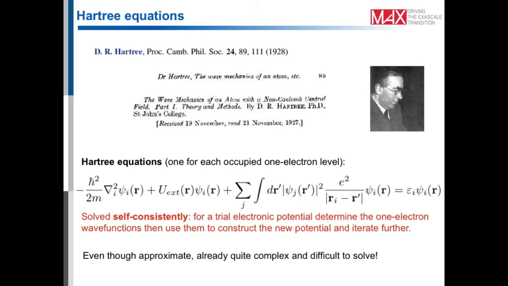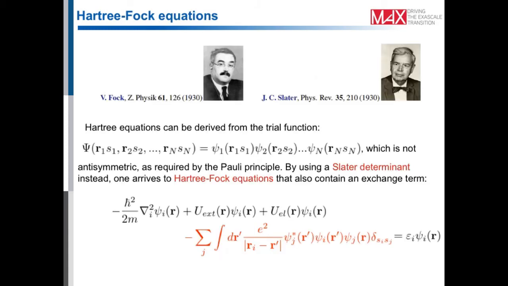What you see here is that you have the external potential, and you have the interaction of the electrons with each other through the Coulomb force. However, something is missing, right? So Hartree equations can be derived from the trial function, which is basically a product function of the one electron or one particle wave functions. This product function is not antisymmetric, and this is a problem because this is required by the Pauli principle. So you can use the Slater determinant instead, and then you arrive at the Hartree-Fock equations that also contain an exchange term. So this is this part here. Okay, so now we have a very nice, complete set of equations that contain everything.